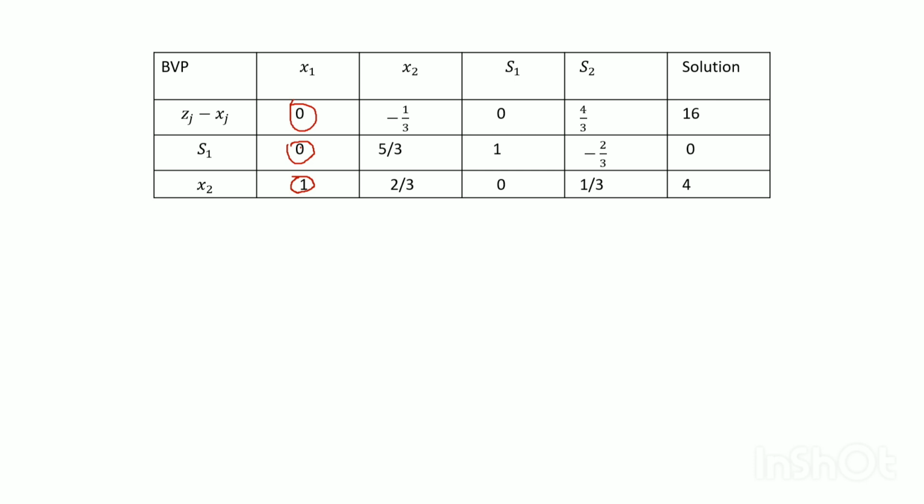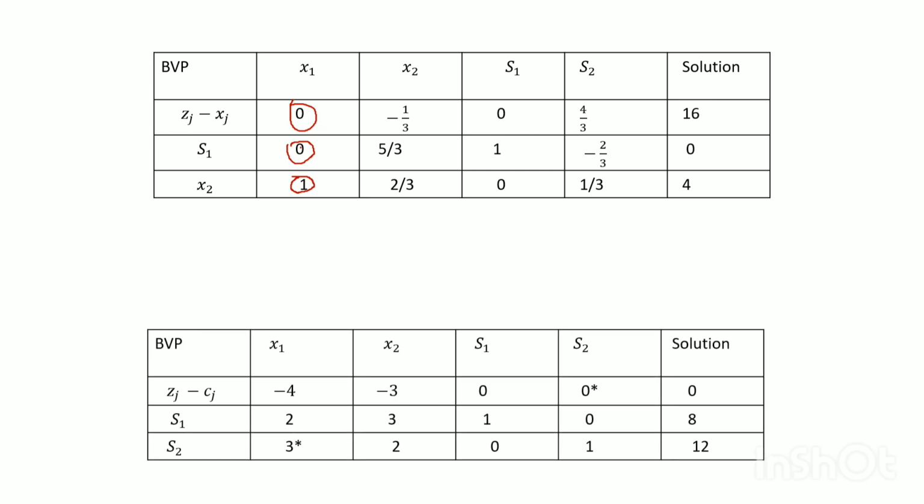Now I use the same process again. So how can I find out this total? Now I discuss the total calculation, how I have to find it out. Now it is 1, so the entering variable is 1, so next s1 must be 0 and zj minus cj must be 0.